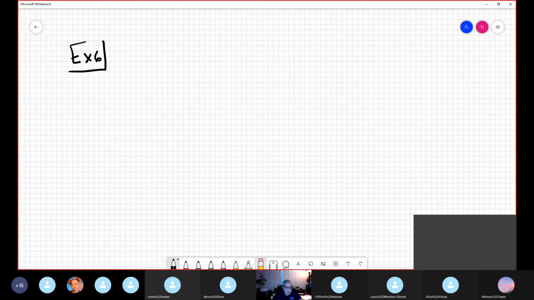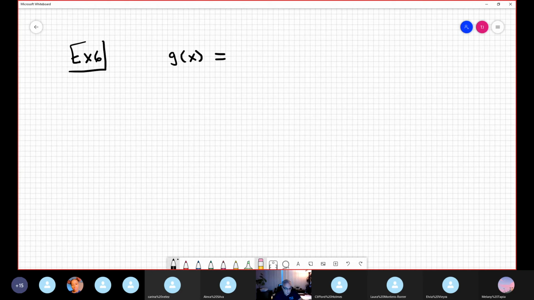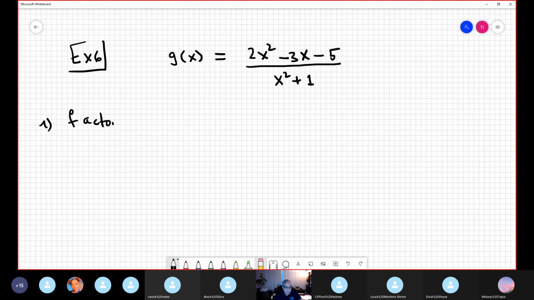Okay, example 6 is g of x is equal to x squared minus 3x minus 5 divided by x squared plus 1. Okay, super. Let's do it. Step 1: do factorization of g of x. You factor the trinomial on the top, and you factor the binomial on the bottom.